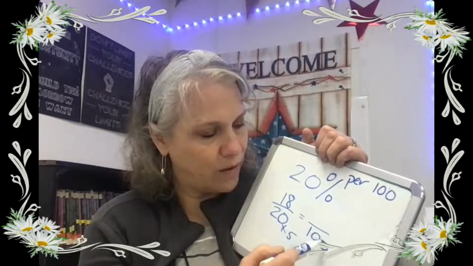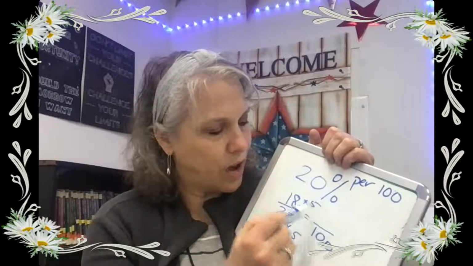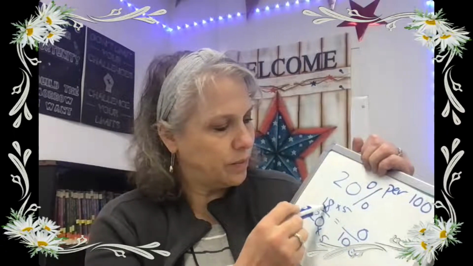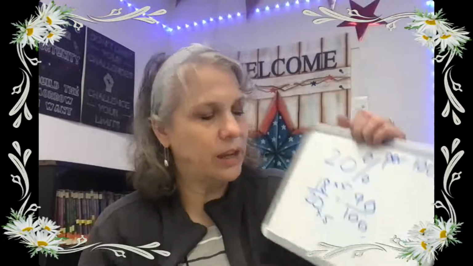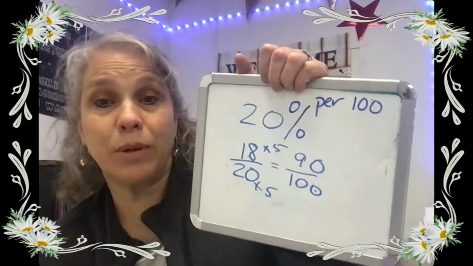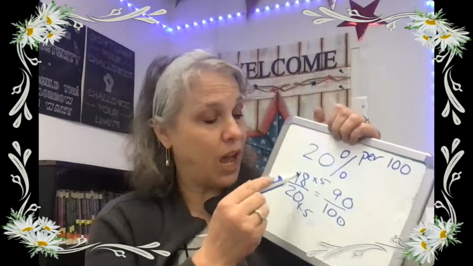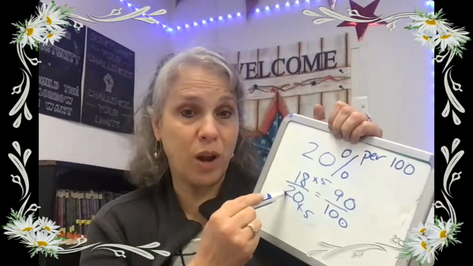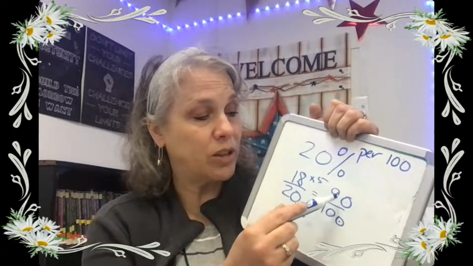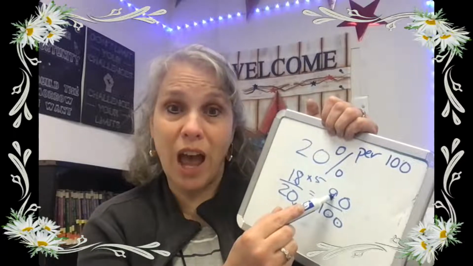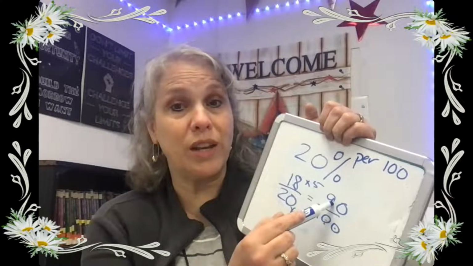20 times 5 is 100. 18 times 5 is 90. Okay, so that would be a 90%. So you only had 18 right out of 20, but we call that a 90%. So that means if you did have 100 questions, you would have gotten 90 of them correct. So it just compares your situation to the number 100, okay?